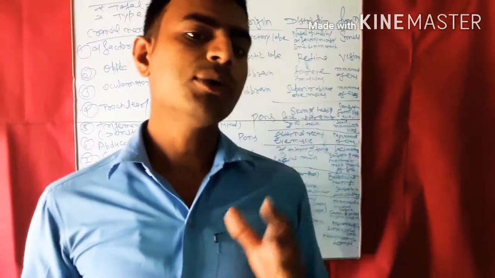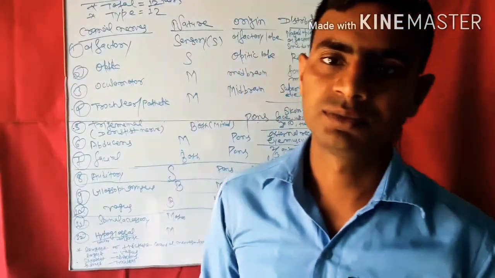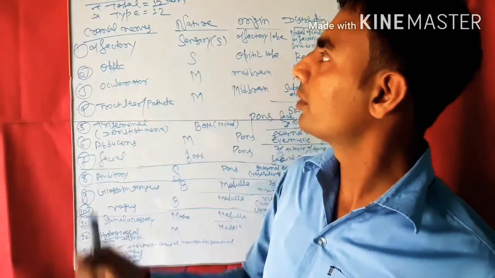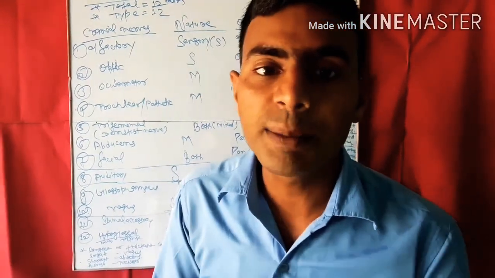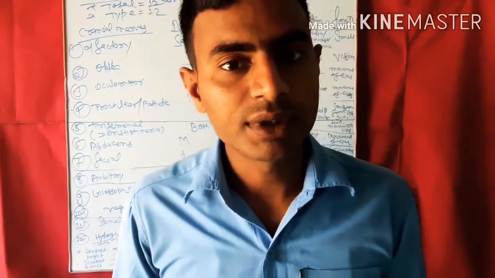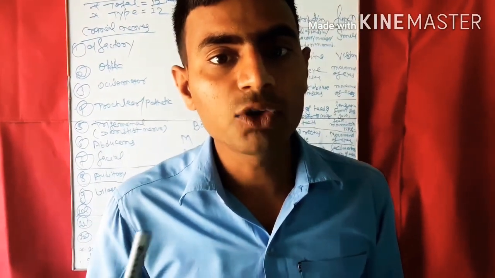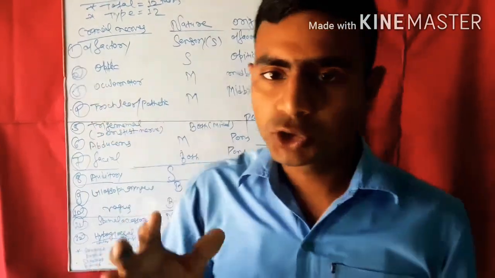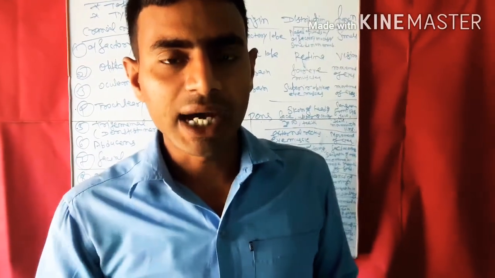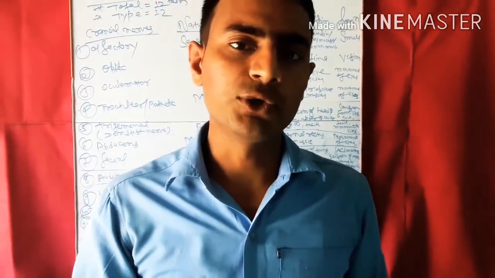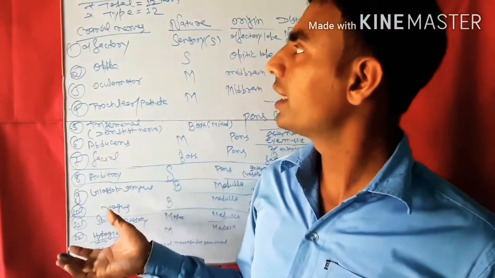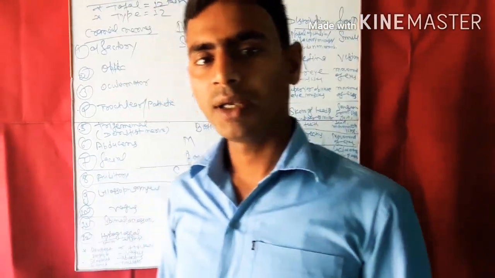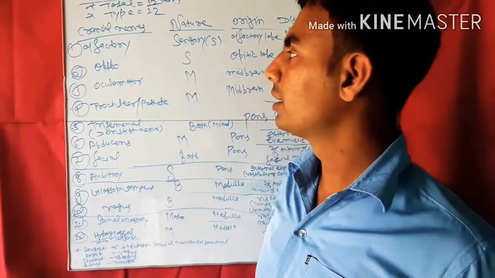On the whiteboard you are seeing the cranial nerves. I want to tell you that the cranial nerves total 12 pairs, and the types of cranial nerves are also 12. This means all the cranial nerves are present in pairs. Which are these cranial nerves?